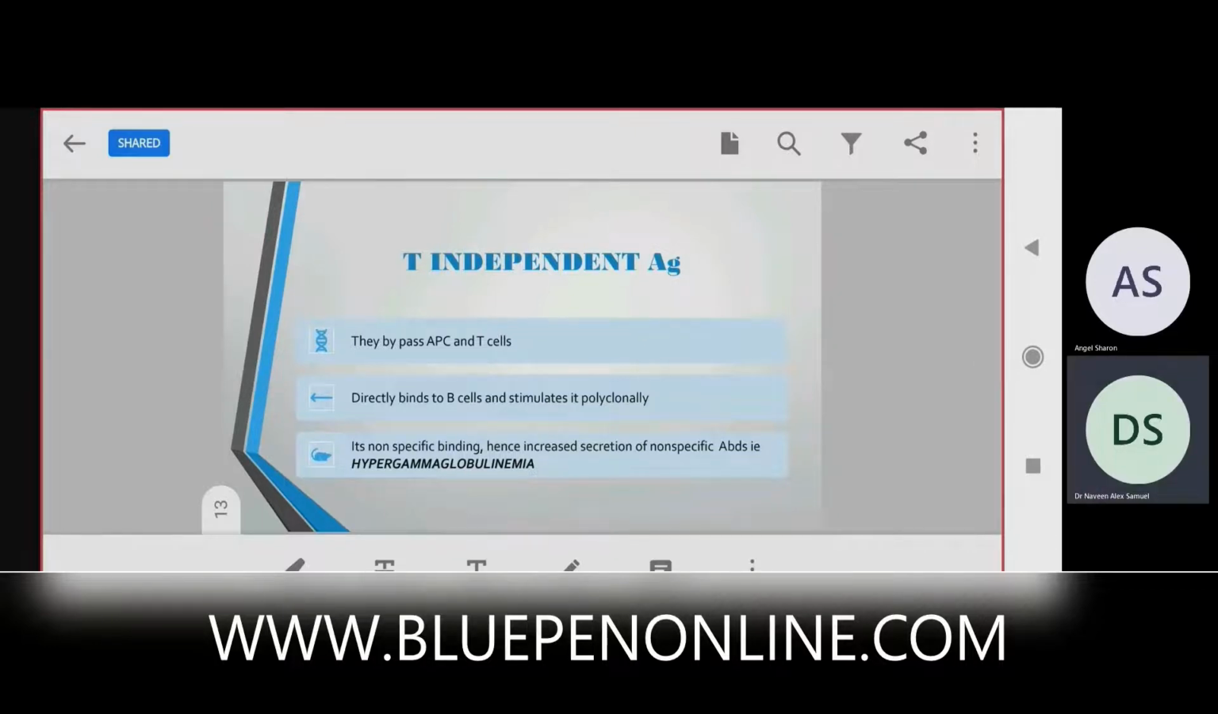So why is it called T independent? Because they bypass the antigen presenting cells and T cells. That is, these two, antigen presenting cells and T cell activation, are not there. These antigens directly bind to the B cells and stimulate them polyclonally.